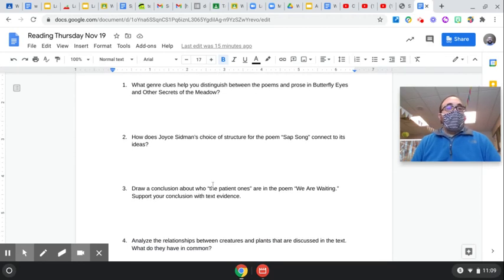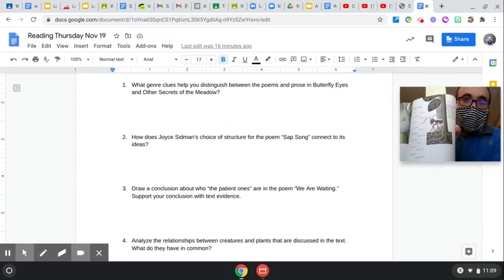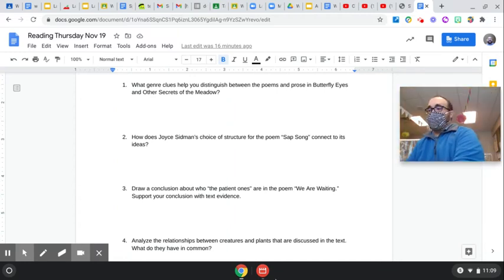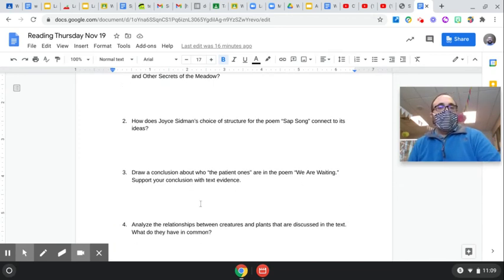We have number two. How does Joyce Sidman's choice of structure for the poem Sap Song connect to its ideas? Okay, so remember, text structure, especially in a poem, is how the poet decides to put the lines, right? So think about that, and have fun rereading it. It's kind of cool.